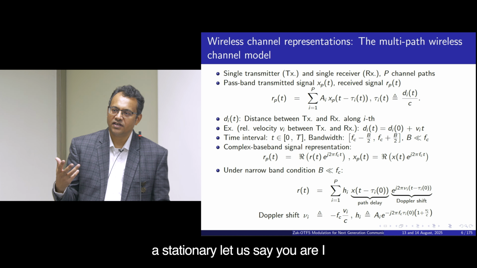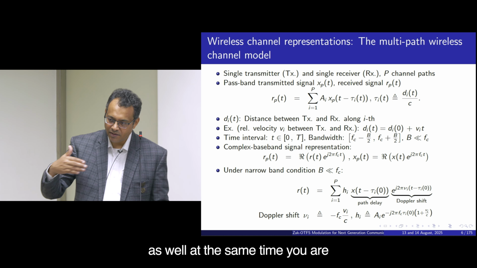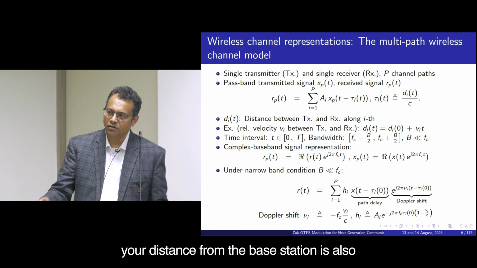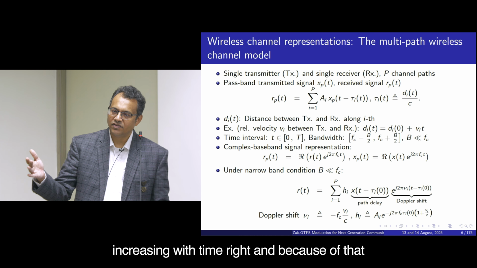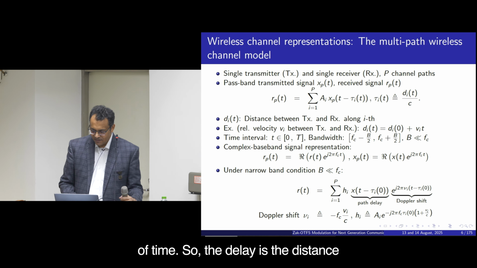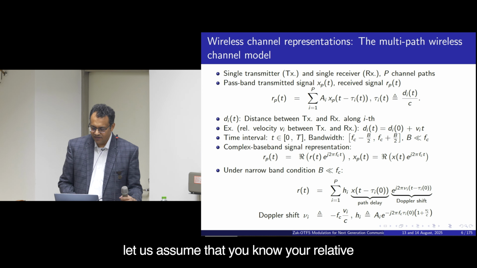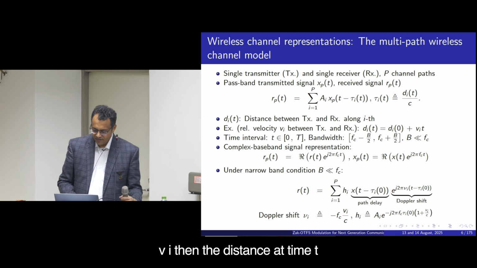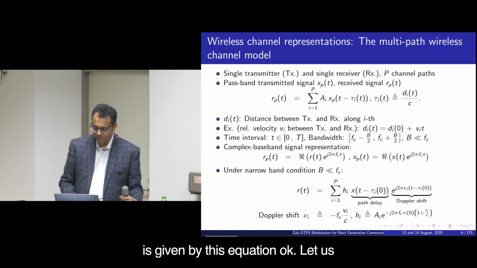Let's say you're talking on your phone, and at the same time you're also moving in a car, right? So then your distance from the base station is also increasing with time, and because of that, the delay will increase with time. So that's why the delay is a function of time. The delay is the distance divided by the speed of light. The ith distance is d_i, and let's assume that your relative speed with respect to the base station is v_i, then the distance at time t is given by this equation.